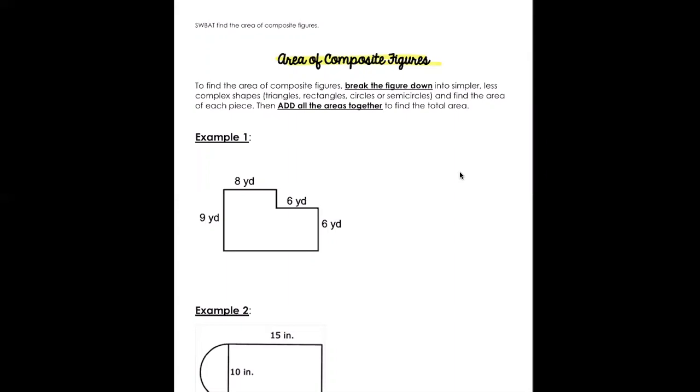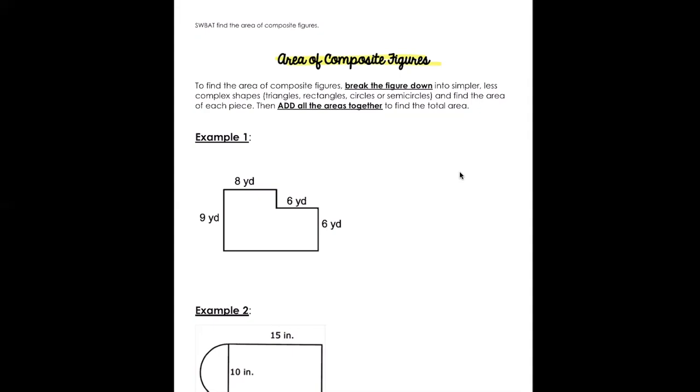So what I mean by that is, look at example 1. This figure is shaped like an L, right? There's no formula on the formula sheet to find the area of an L. So what we're going to do is break this figure up into 2 rectangles, and then we'll be able to use the formulas from last class to find the area of each piece and then add them together. So there's no right or wrong way to cut this.